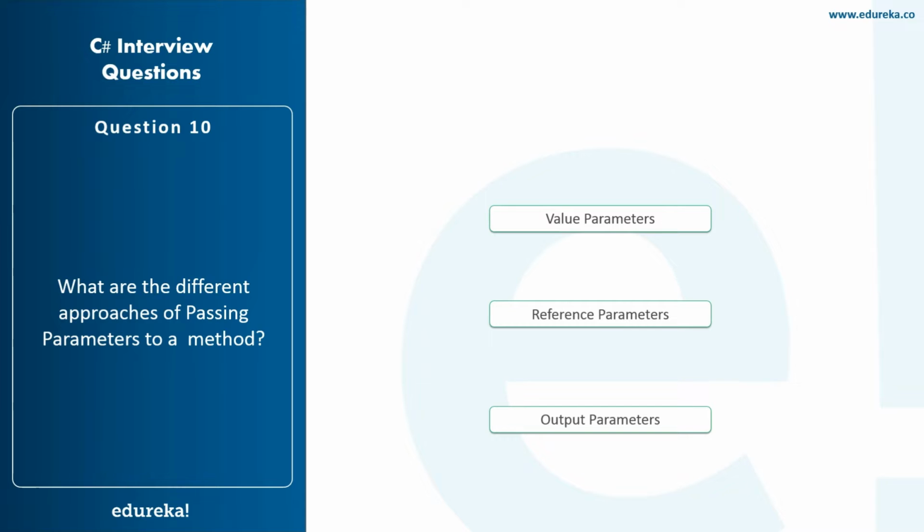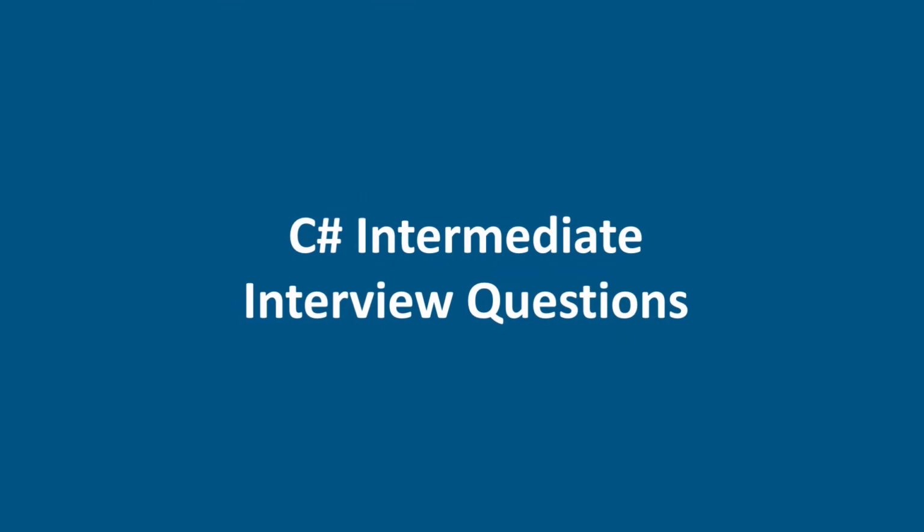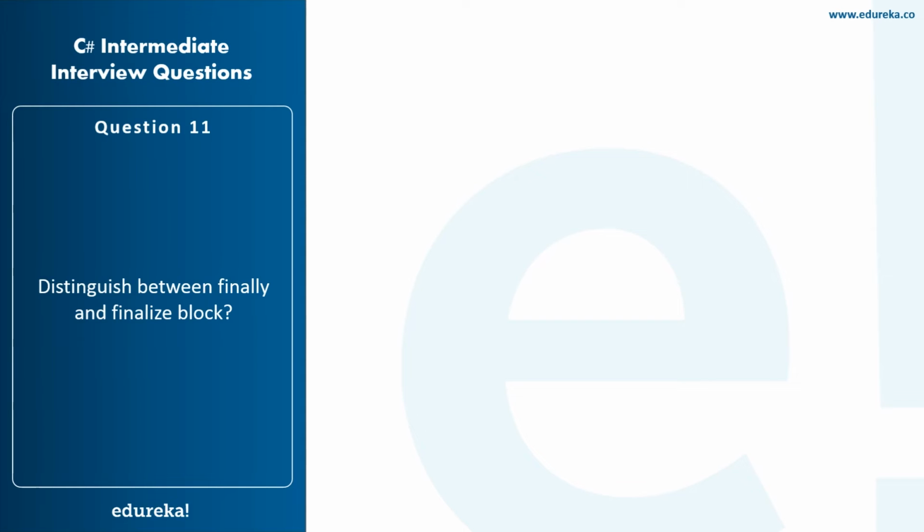This was it with our beginner level C# interview questions. Now guys, I'm going to increase the complexity a little bit and also explain to you the most frequently asked intermediate interview questions in the C# programming language. So my first question is, distinguish between finally and finalize block.